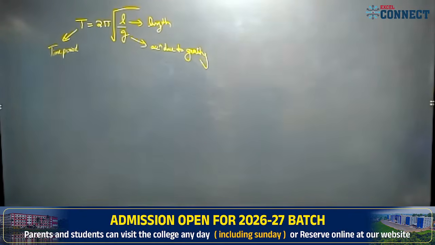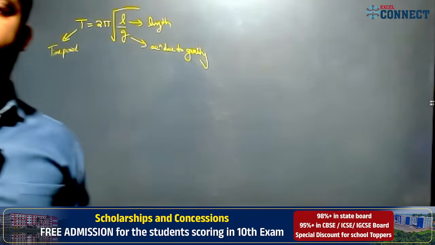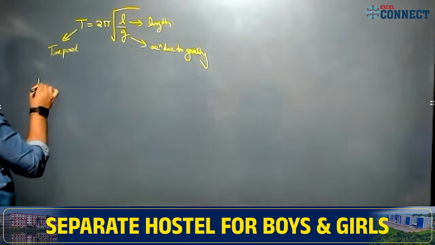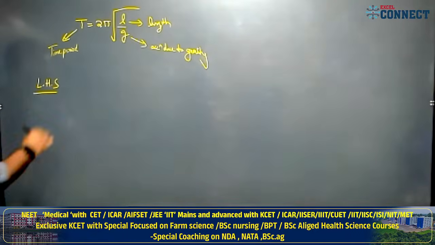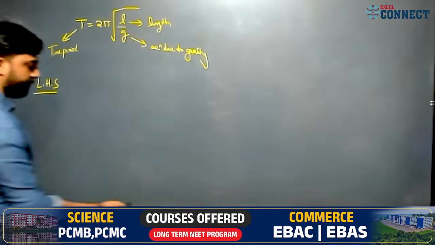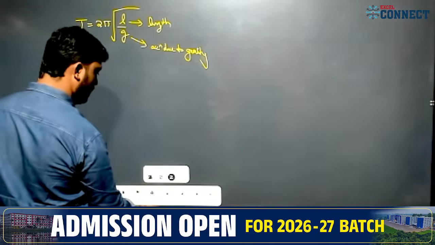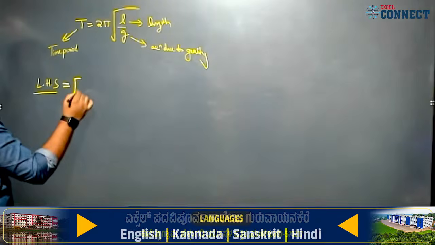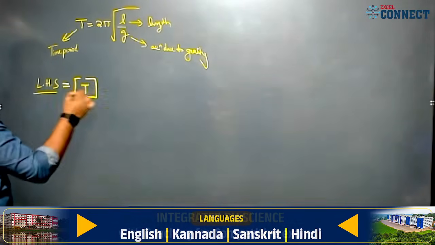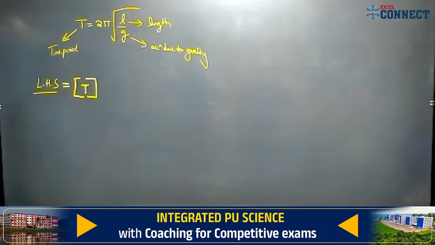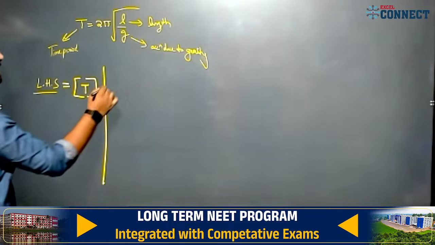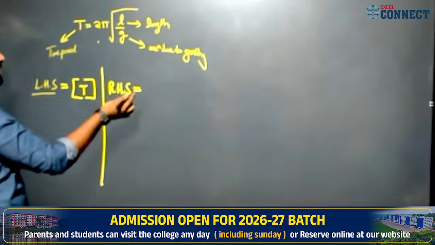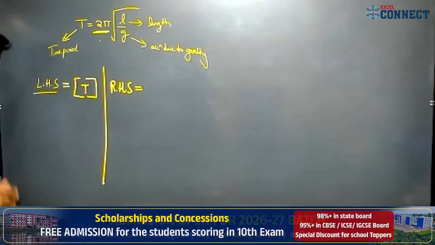Yes, 2 pi does not have any dimension, correct Bhavana. But now check whether the left side and right side match. Okay, left hand side, what do we have here? On the left hand side we have time period, so the dimension is T, right? Now what is on the RHS? On the right hand side we have 2 pi, so 2 pi does not have a dimension, right?